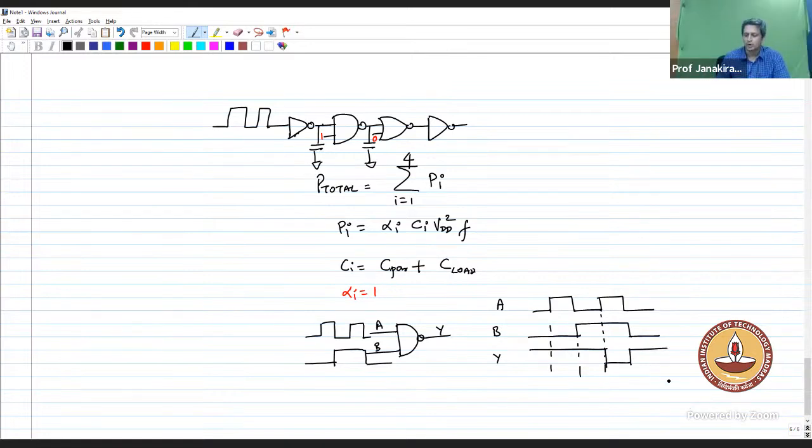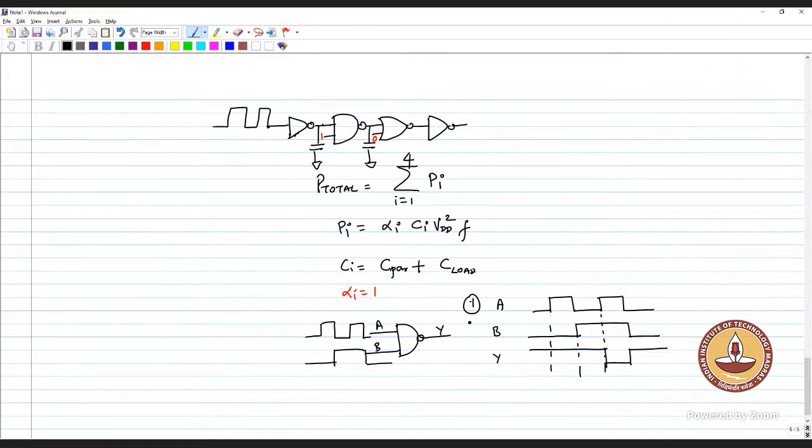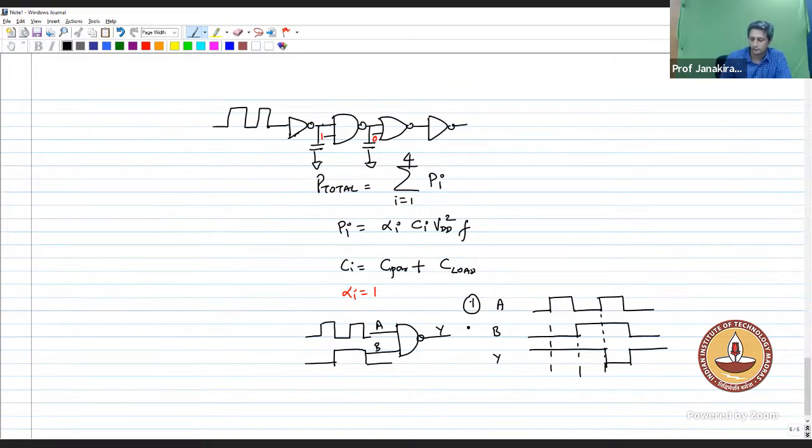So for the input A now, what is the activity factor? It is one, right? Because every cycle it is switching. What is the activity factor for B? 50%. What is the activity factor for Y? 50%.